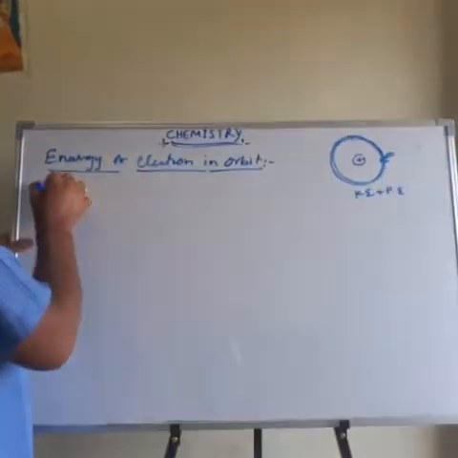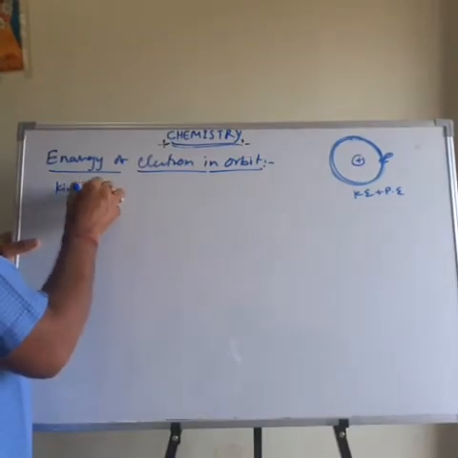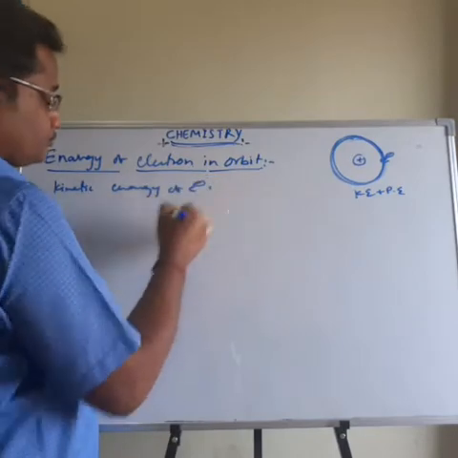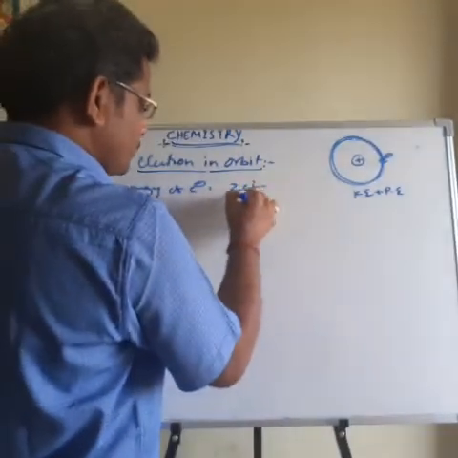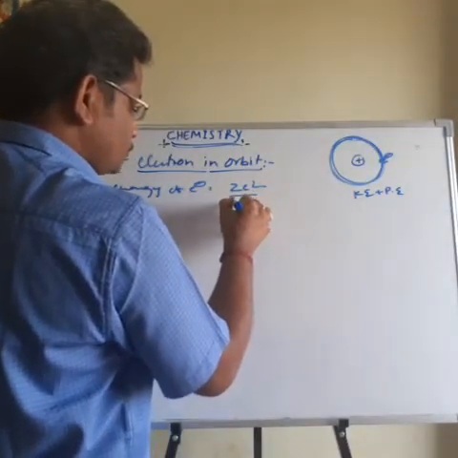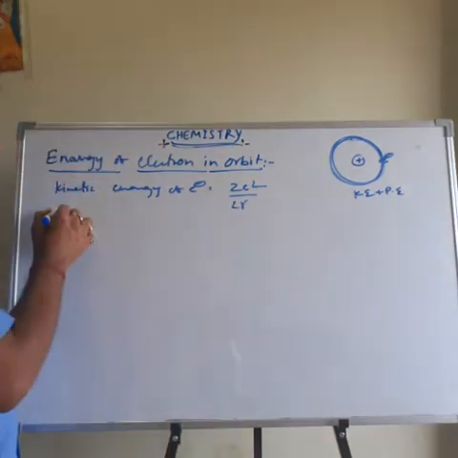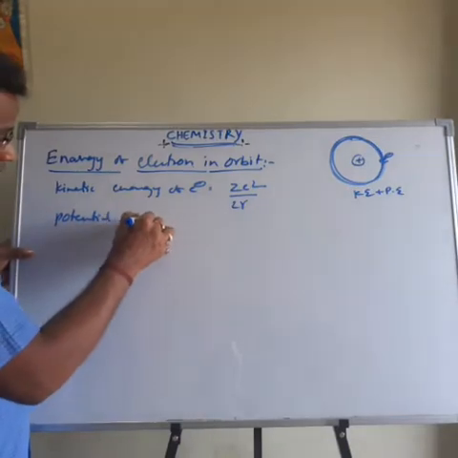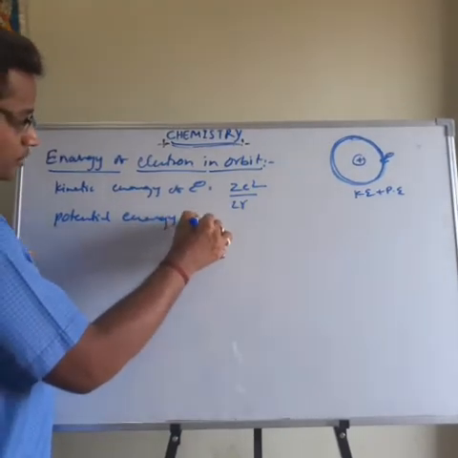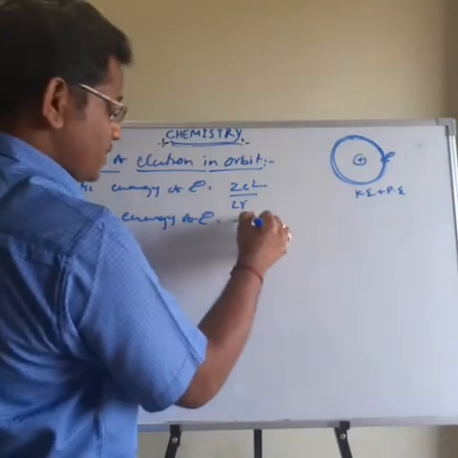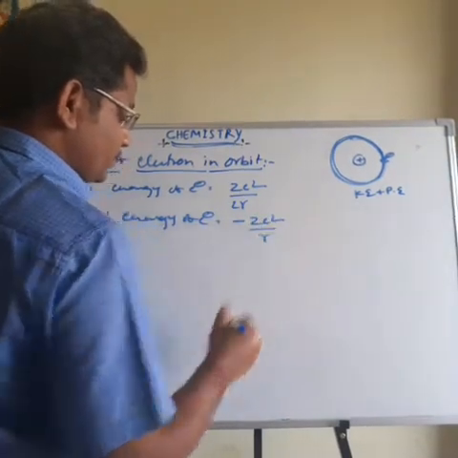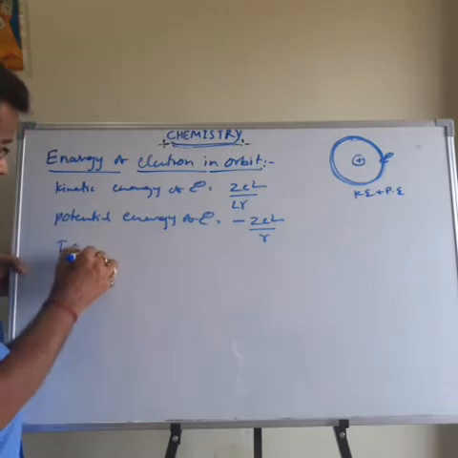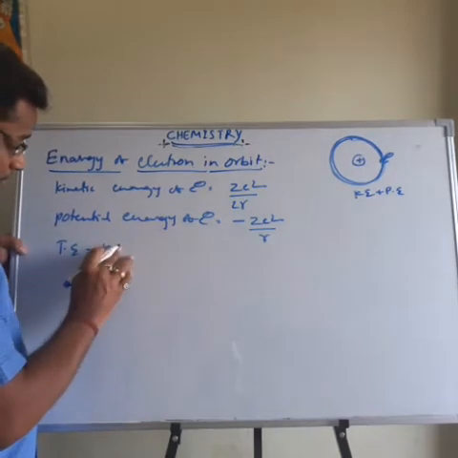Then what is the kinetic energy? Here, the kinetic energy of the electron is equal to Z E square by 2R. Next, the potential energy of the electron is equal to minus Z E square by R. Then the total energy is equal to kinetic energy plus potential energy.